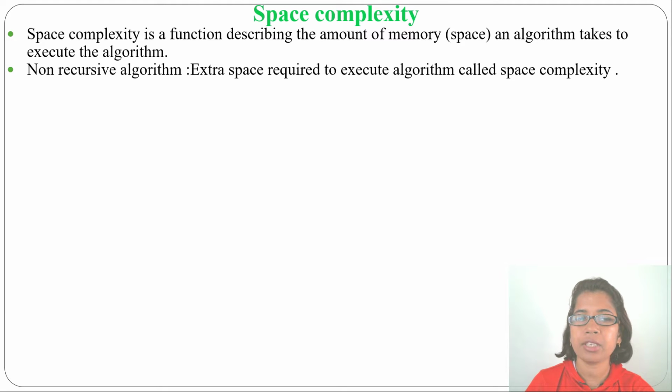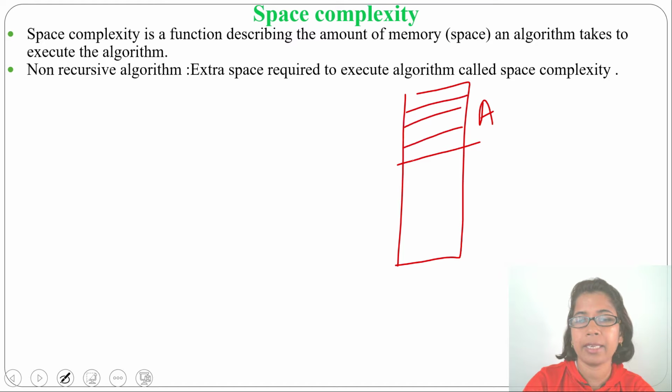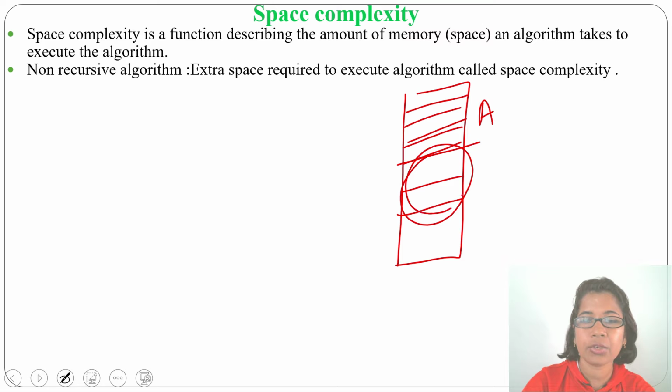In case of non-recursive algorithm, how much extra space required to execute the algorithm is called as a space complexity. Let's consider this is a memory space, and for an algorithm let A is a array and this is the input given. If to execute that algorithm we need some extra space, then this extra space is called as space complexity. Whatever input is given, without that input how much extra space we require to execute the algorithm, that is called as a space complexity for non-recursive or iterative algorithm. Let's understand through an example.